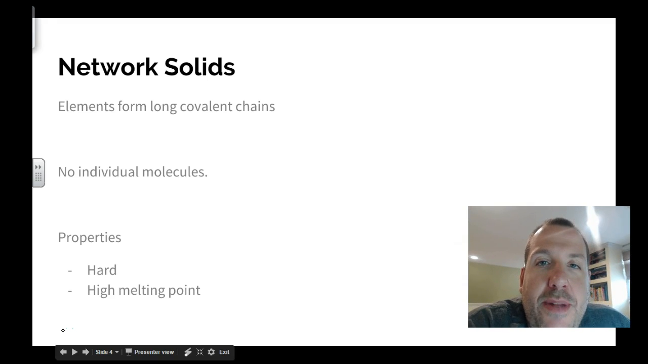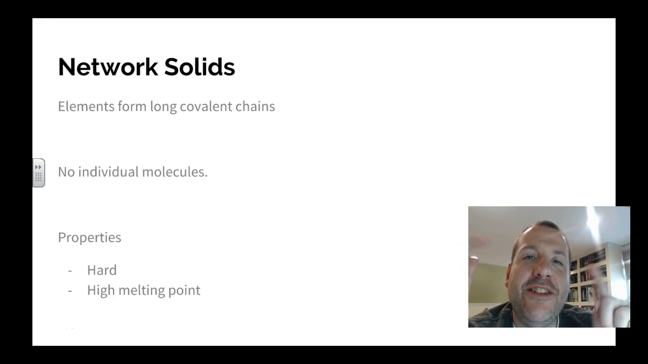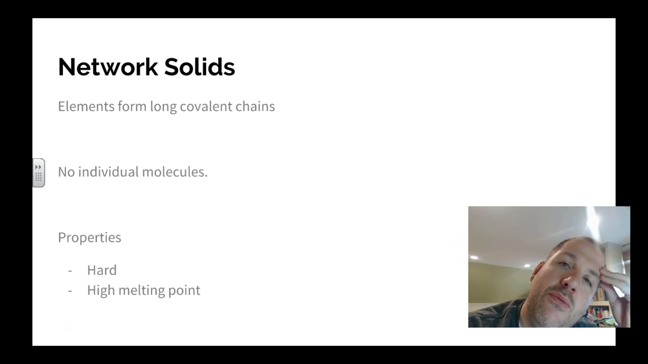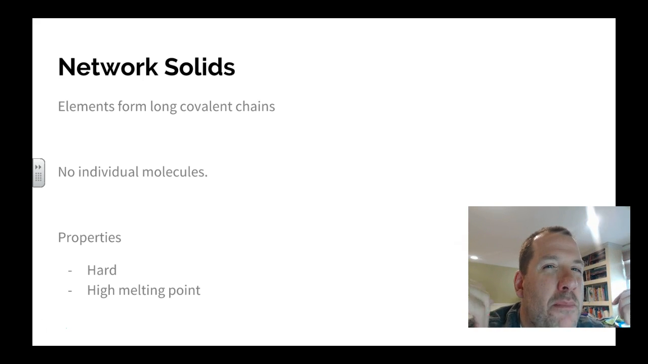Hey everybody, let's spend a little bit of time talking about network solids. Now, network solids are really neat things, okay? And so network solids seem to be things that would bond covalently, but they don't have properties of covalent bonds, and that makes them really kind of neat.